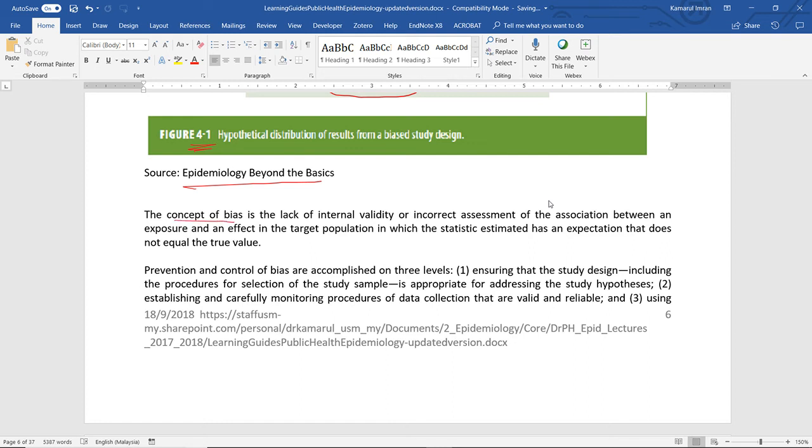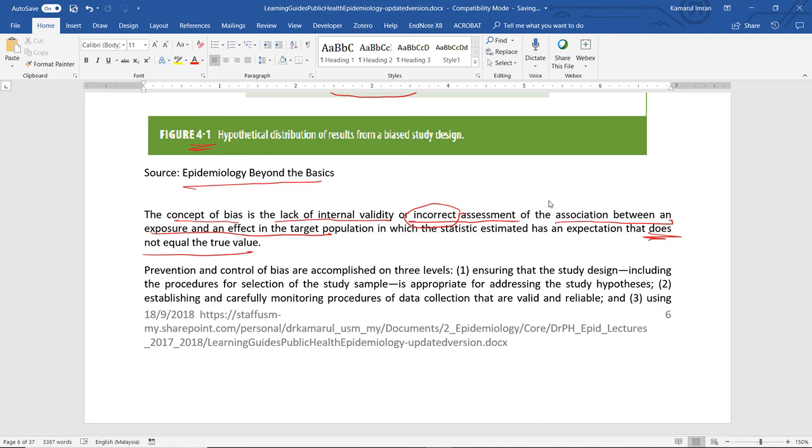So the concept of bias, again, means lack of internal validity or incorrect assessment. Incorrect means wrong assessment of the association between an exposure and an effect in the target population. So this one actually does not equal the true value, it is a wrong value.